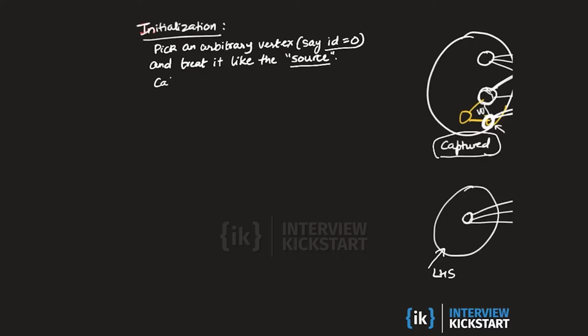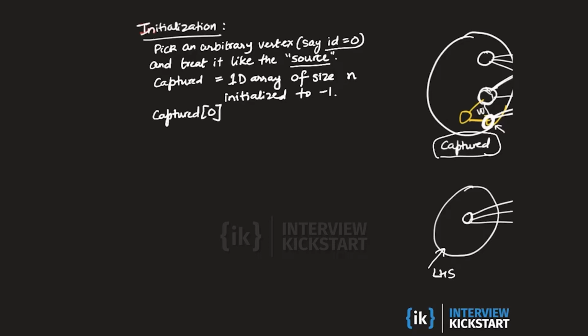So let's initialize a captured array, which is going to be a one-dimensional array of size n, initialized to -1, similar to what we did in the graphs class with the visited array, and we will set the captured value for that source vertex, let's say it's the vertex with ID 0, to be 1, indicating that this vertex lies on the left hand side.